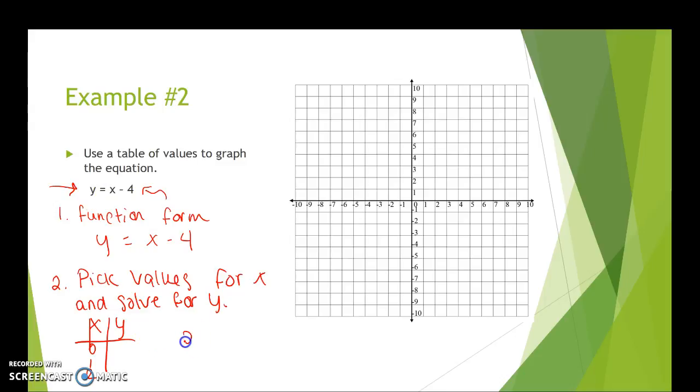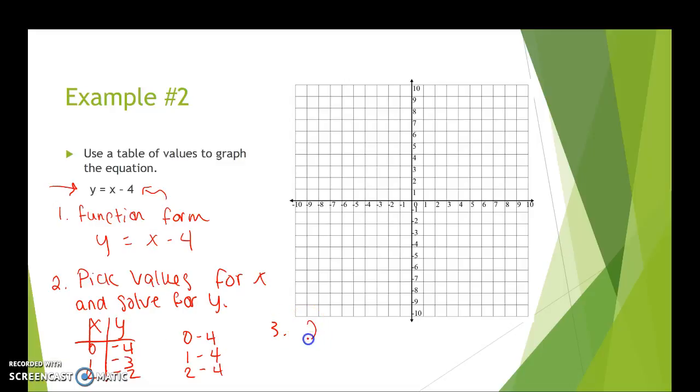So I can have here 0 minus 4, which gives me negative 4 for y. Here I'll plug in 1 for x, so that's 1 minus 4, which gives me negative 3. And then here we have 2 minus 4, which gives me negative 2. So now my x and y are ordered pairs. This would be step 3, where we graph.